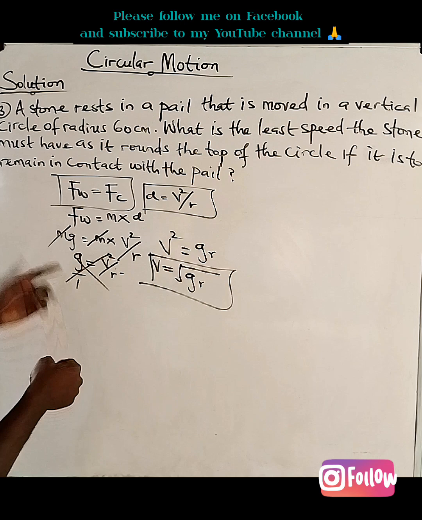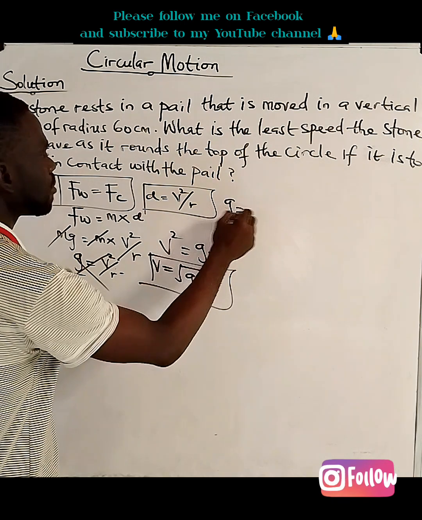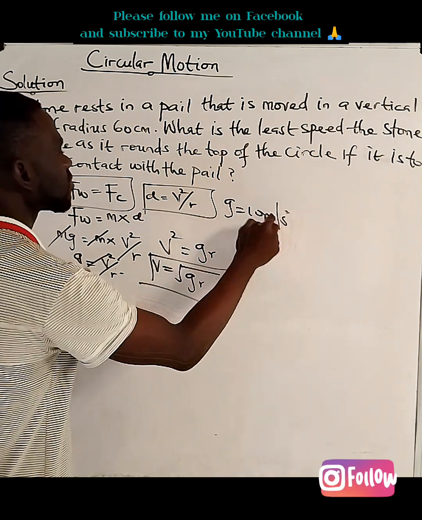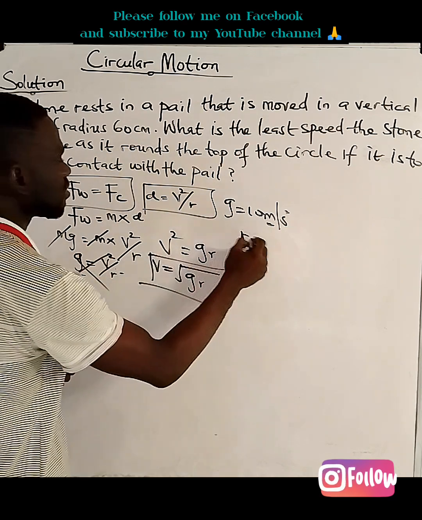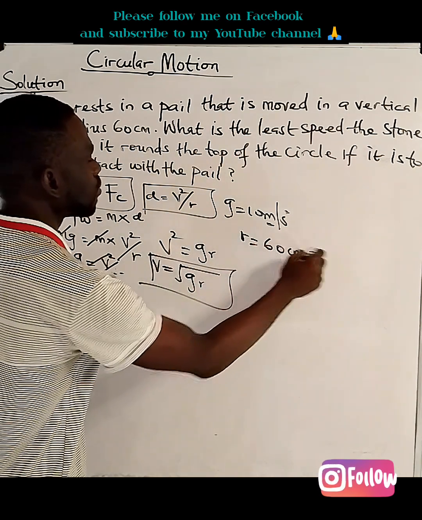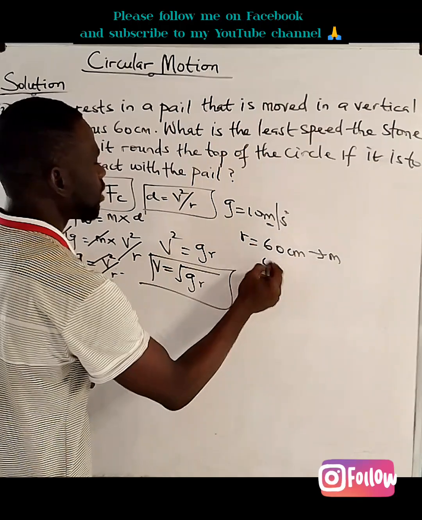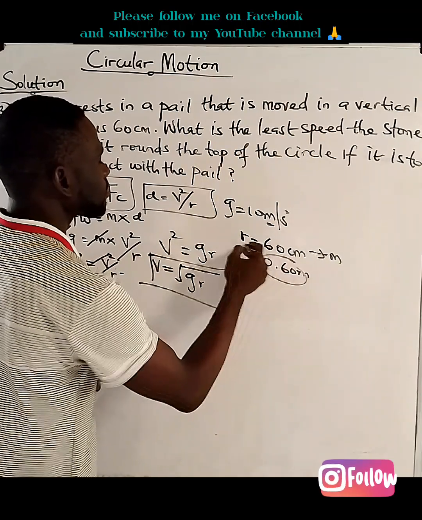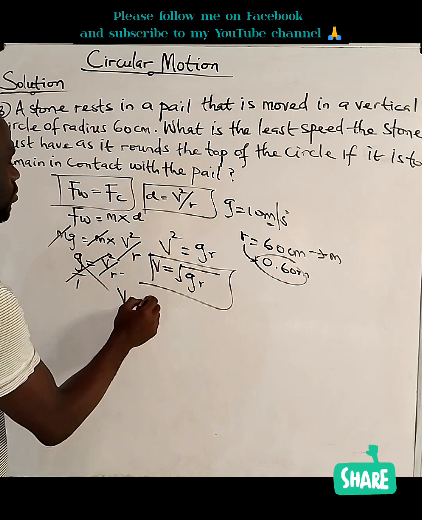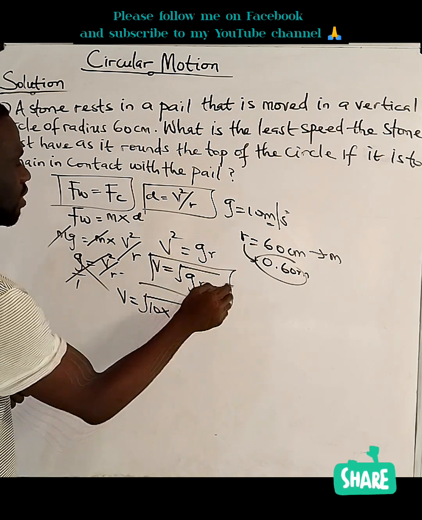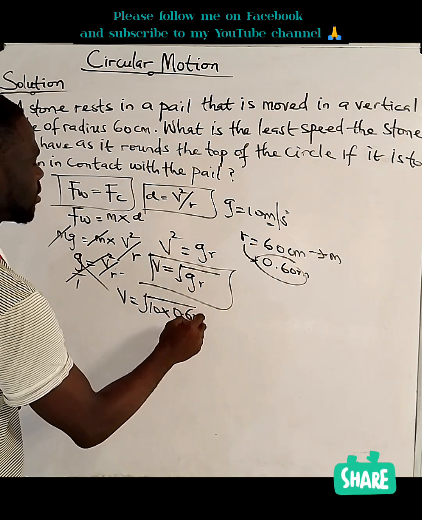So quickly, we have gravity to be 10 meters per second squared. That's a constant, nothing changes it. And the radius of the circle is 60 centimeters. I'm going to move this to meters, divided by 100, is 0.60 meters. That's the radius, so we're going to fix it in. So we have v equals the square root of gravity 10 times radius 0.60 meters.